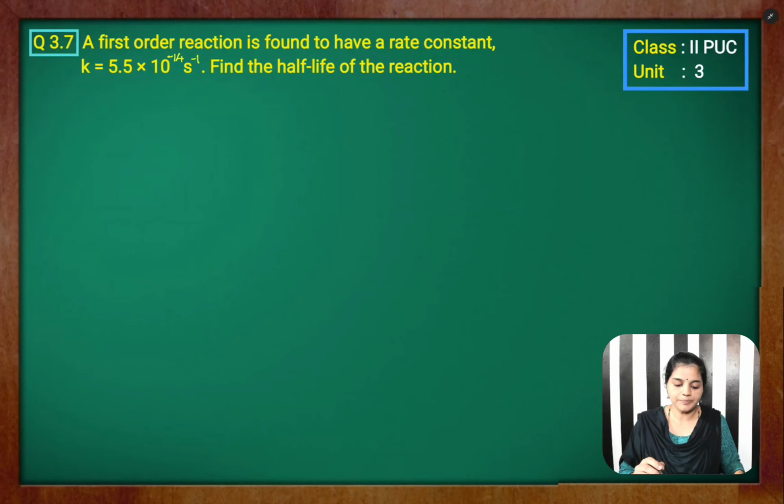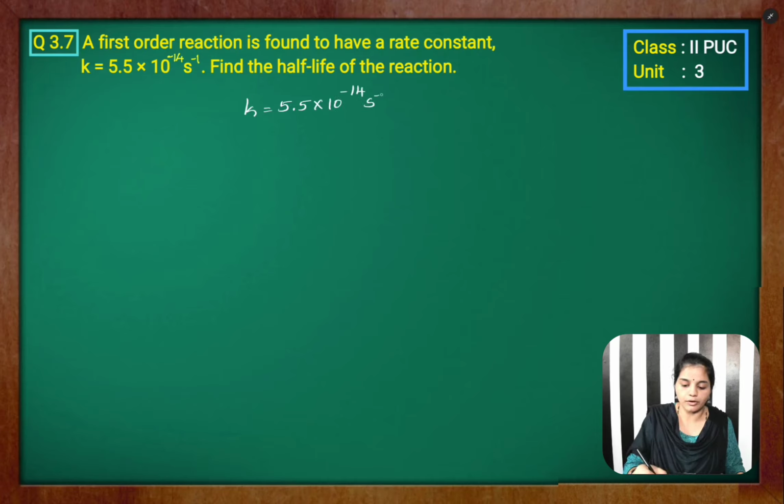Question number 3.7. A first order reaction is found to have a rate constant K equal to 5.5 × 10^-14 per second. Find the half-life of the reaction. So they have given us rate constant K for a first order reaction, 5.5 × 10^-14 per second. We need to calculate the half-life of the reaction.